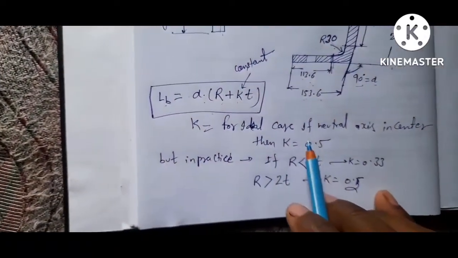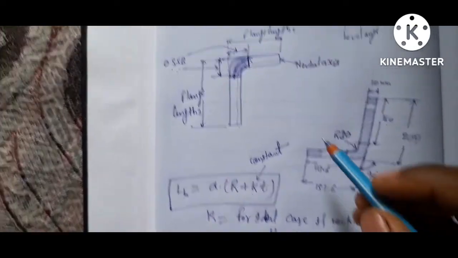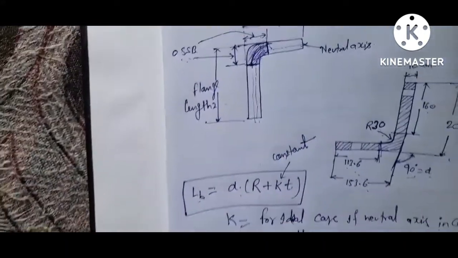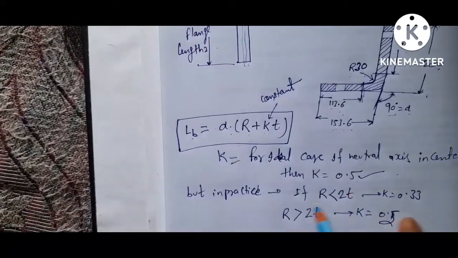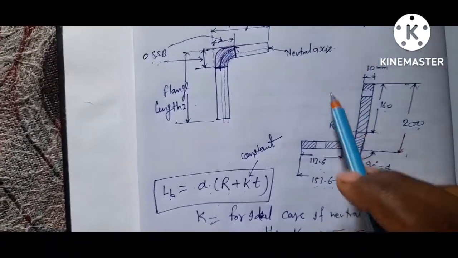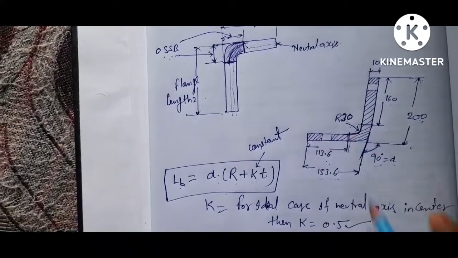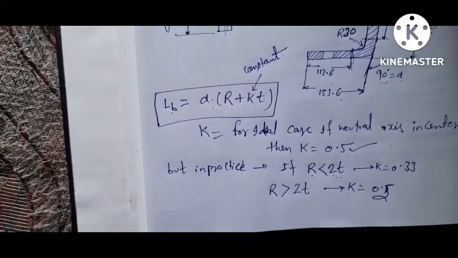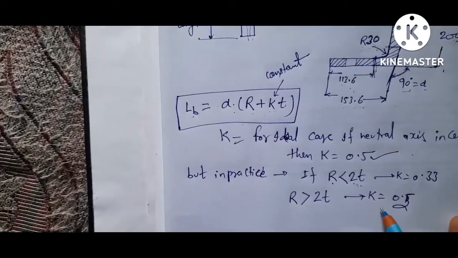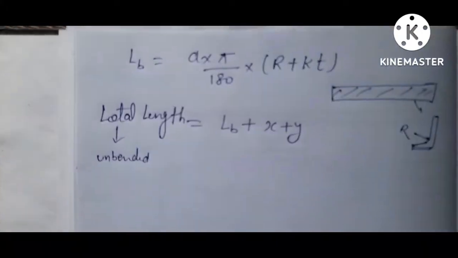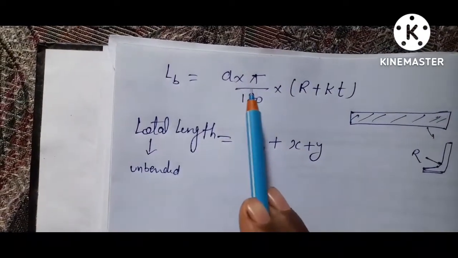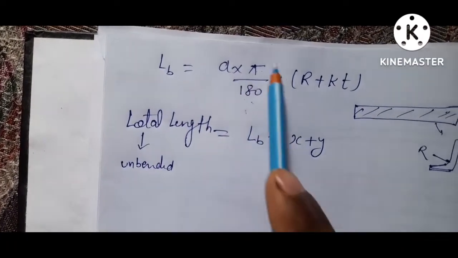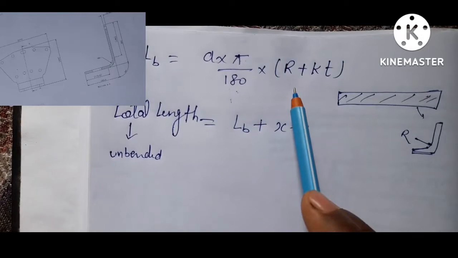So K, for the ideal case, if the neutral axis is in the center of the plate, then the K value is taken as 0.5. But in practice, if the bend radius R is less than 2t, where t is the thickness, then K is taken as 0.33, and if R is greater than 2t, then K equals 0.5. Okay, so friends, alpha is in degrees, but here we take it in radians. Alpha times pi by 180 converts it to radians, times R plus KT.